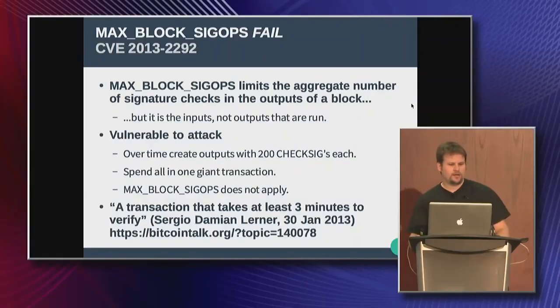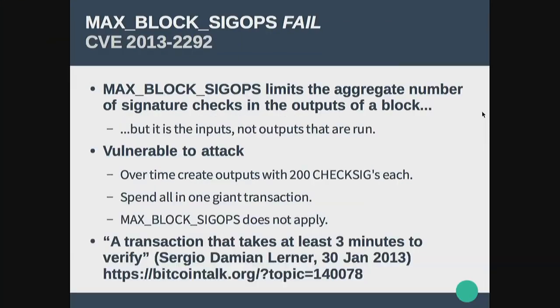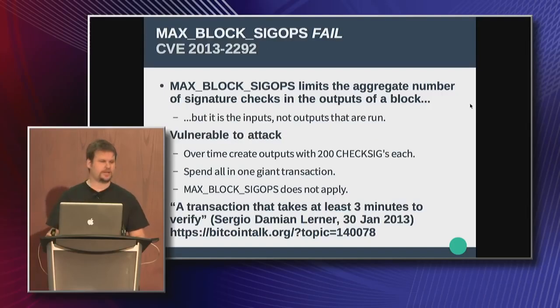So it's a concern that doesn't really have an exact solution at this point in time if we're measuring things by block size. Additionally, in 2013, Sergio discovered a vulnerability, which was tagged with a number, having to do with the max block SIGOPS. This was a limit that was put in place to protect the network. It says that a block can't have more than a certain number of check sigs in its script pub keys. And that number is, I believe, 20,000 within a 1 megabyte block. Basically, take the block size, divide by 50.